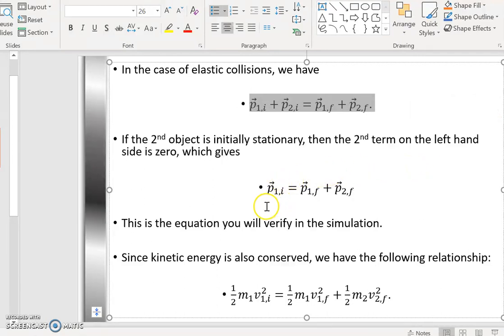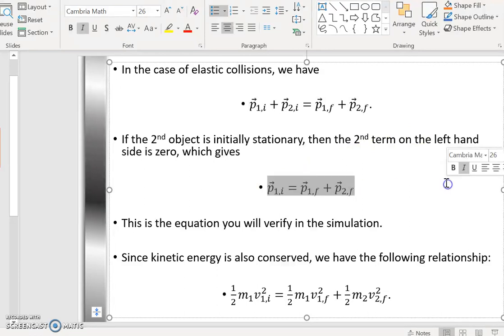We can simplify this just a little bit in our case because we know that in the simulation, the second object, or the yellow stone, is always going to be at rest. So if my second object is always initially at rest, then it doesn't have any momentum because its v is 0. So I can really use this equation to perform the lab. This is the equation that we're going to use.